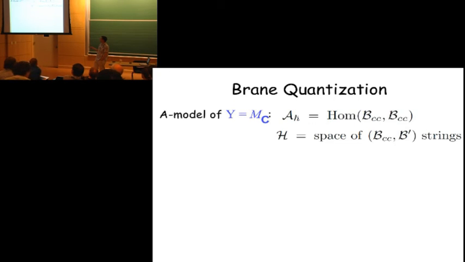And obviously, what acts on this space is the space of B_cc strings. In this particular example, where the target is an orbit, this actually is nothing but the universal enveloping algebra of SL2R.